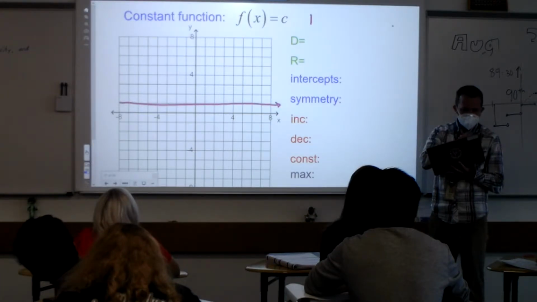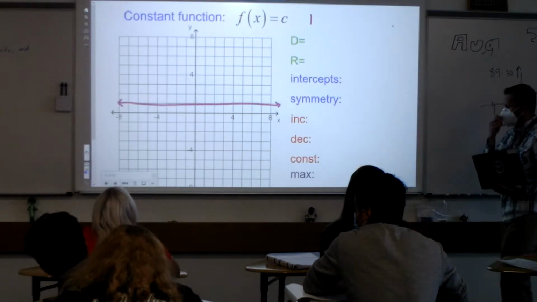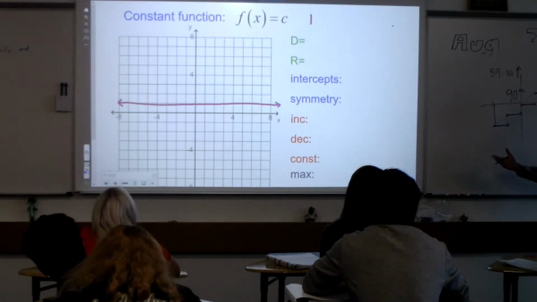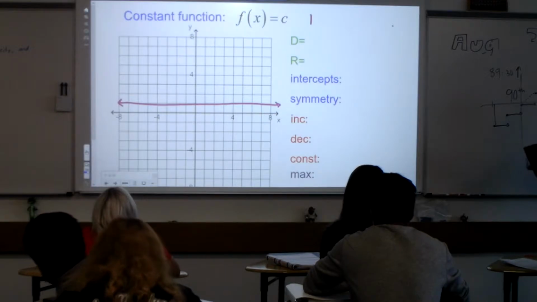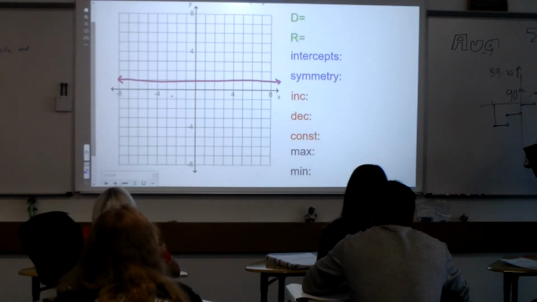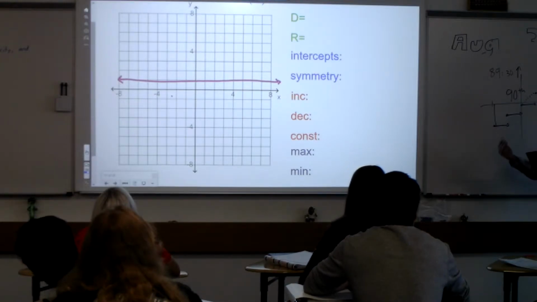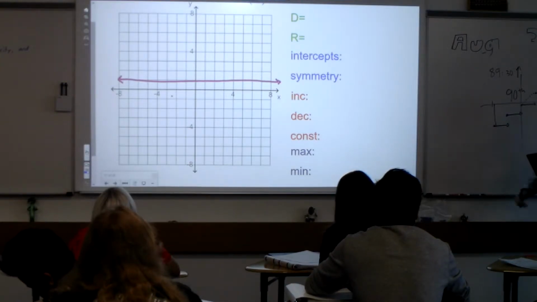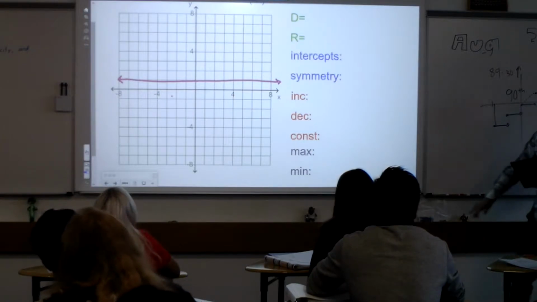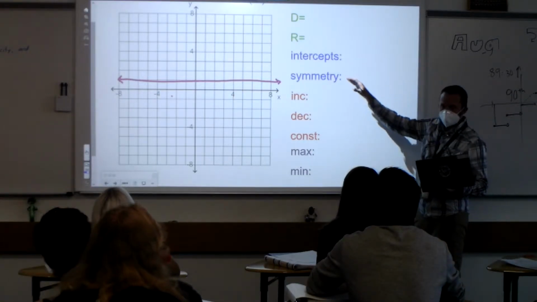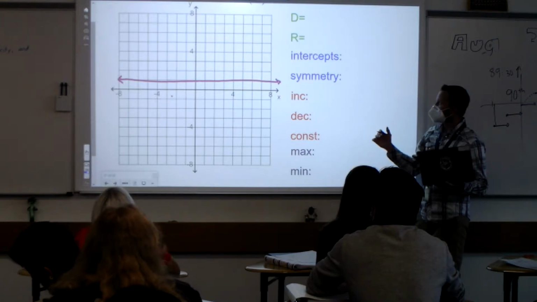Now what we talked about last time was how to analyze this once we have the graph. So here's our graph, and what we're going to do is go through and look at all of our key features. What is the domain? What's the range? What are the intercepts? Is it symmetric? Increasing, decreasing, constant, max and min. We learned about all of those last time, right? Now we're just going to apply it to our parent functions.